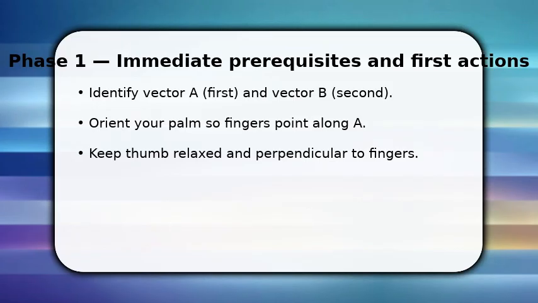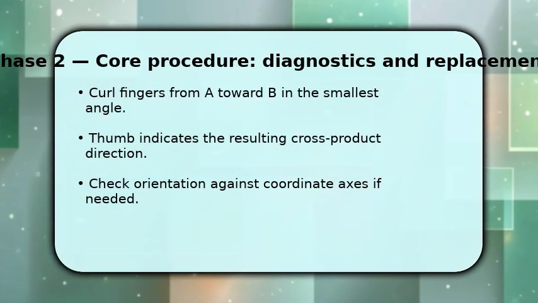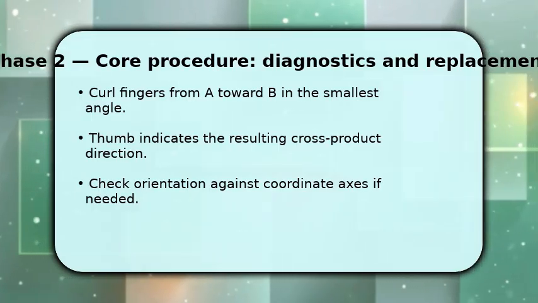This first step sets the handed orientation. It determines whether the resulting direction follows the right-hand rule or would flip if you use the left hand. Now curl your fingers from A toward B through the smaller angle between them. This motion represents the rotation from the first vector to the second.